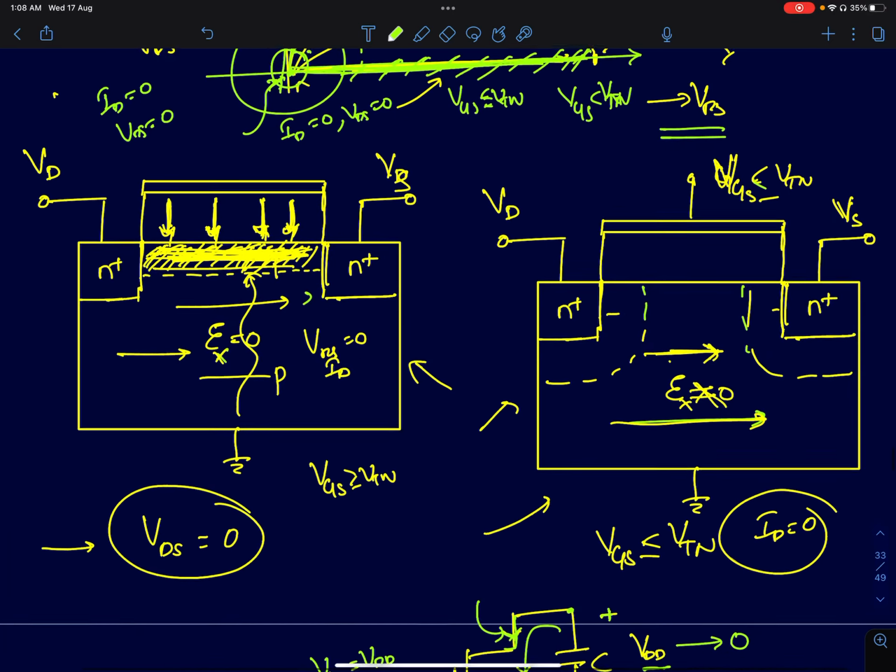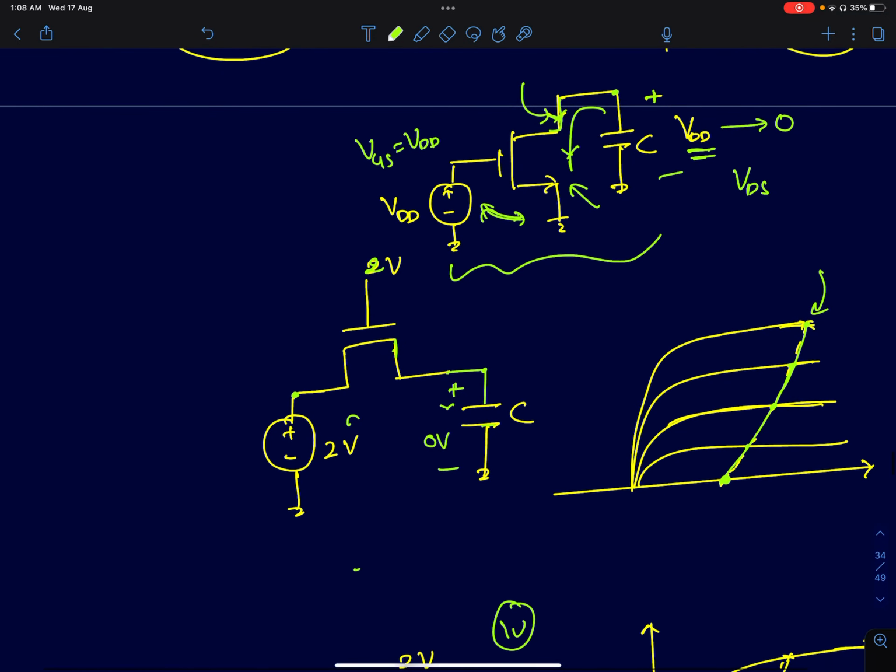Now I will analyze another circuit where I have a MOS device. The drain terminal I've connected is at 2 volts. The other terminal is connected to a capacitor at 0 volts, and the gate is at 2 volts. In a MOS device, the drain and source are defined by the potential that you apply to them. Whichever is at a higher potential becomes the drain. So this is drain and this is source. You can see VGS is 2 volts and VDS is 2 volts. And the VT of this device is, say, 0.5 volts.